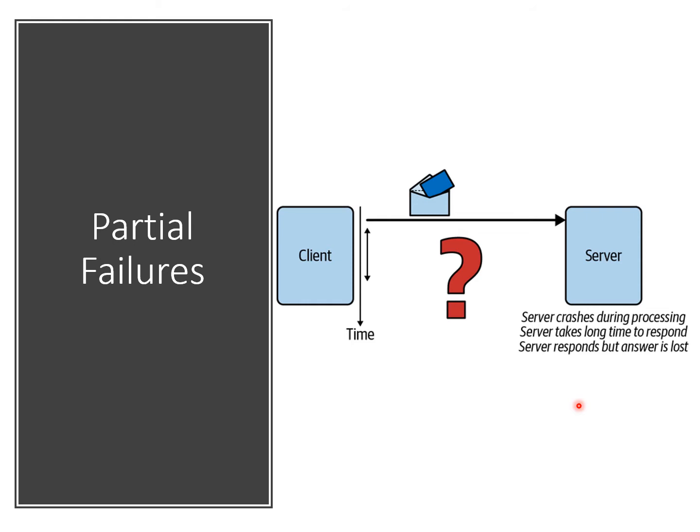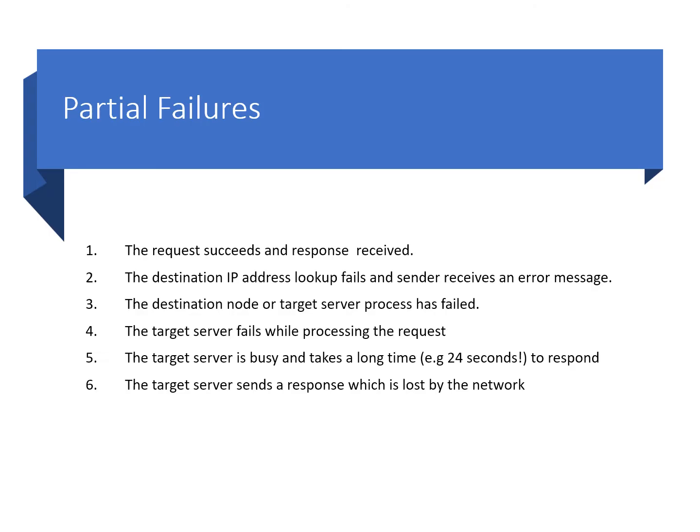The core problem here, namely whether a response is received, is known as handling partial failures, and the general situation is depicted on this slide. This slide depicts the possibilities when our clients and servers communicate. The first three basically are good outcomes. If I send a message to a server and I get a response very quickly, then I'm happy. And if I get an error very quickly because the destination IP address lookup fails or the process on the server has failed, then I'm happy because I've got a failure and I can handle the error message accordingly.